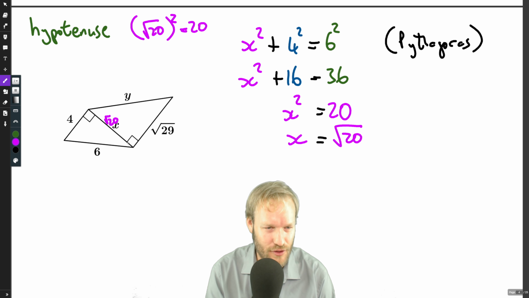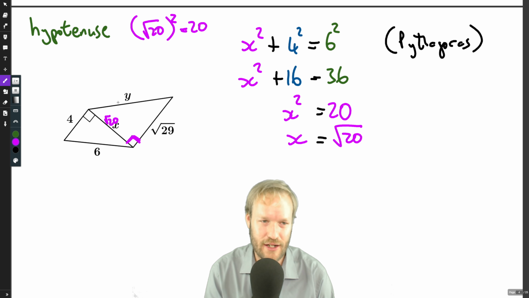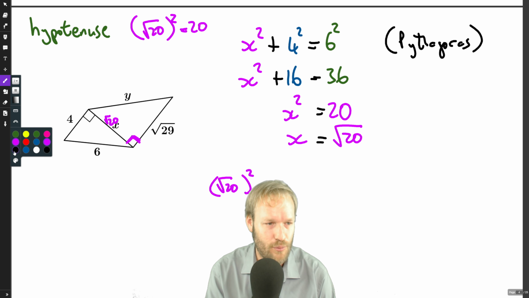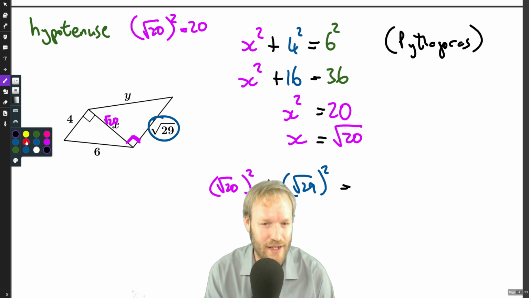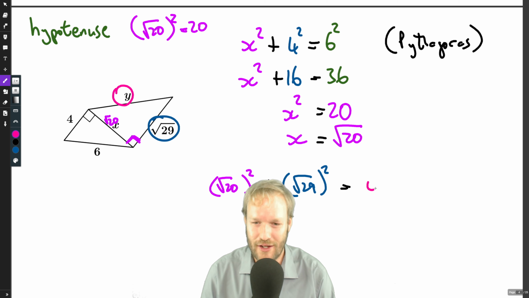So, I've got the right angle now over here. So the small side squared plus the small side squared equals the hypotenuse squared. So that one there is root 20. So I'm going to square that plus the other small side, root 29, squared, equals y squared. Now we're using the theorem, so we must give our reason.